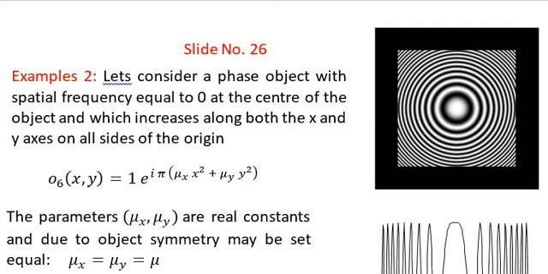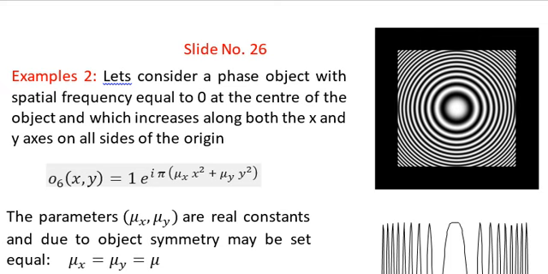The object that we have shown on the right, in the center there is no spatial frequency, and we can say that the spatial frequency is 0 there in the object, and that the spatial frequency increases along both the x and y axes and also in all other directions. We can write the object O6, which is a function of x and y, equal to 1, which is the amplitude, multiplied by the phase factor e to the power iota pi, within the bracket mu x into x square plus mu y into y square.